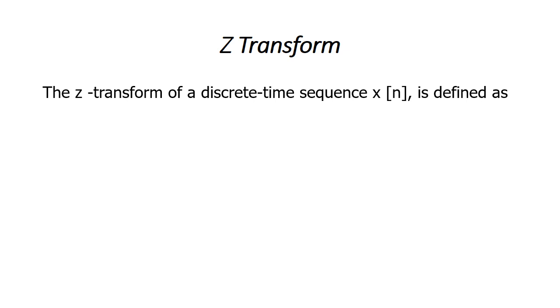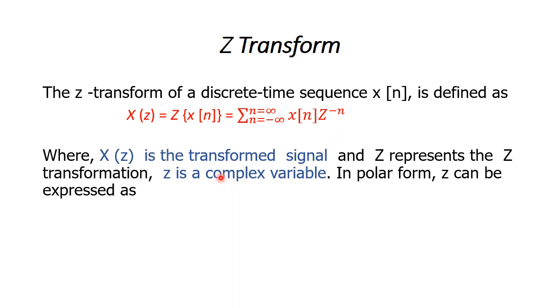The Z transform of a discrete time sequence x of n is defined as X of z, that is equal to Z of x of n, that is equal to summation n equal to minus infinity to plus infinity x of n z power minus n, where X of z is the transformed signal and z represents the transformation, where z is a complex variable.